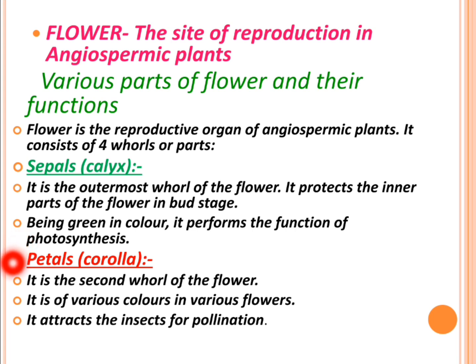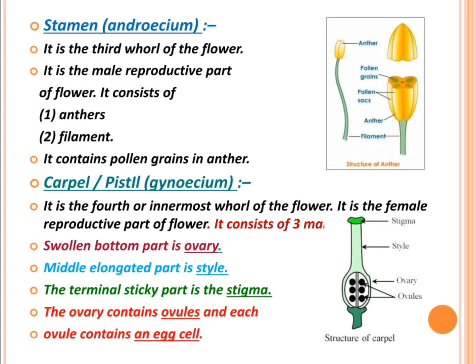Petals, group of petals is also called corolla. It is the second whorl of the flower. It is available in various colors in various flowers to attract the insects for pollination. The third whorl of the flower is stamens, and scientifically group of stamens is called androecium. It is the third whorl of the flower. It is the male reproductive part of the flower, which consists of anthers and filament.